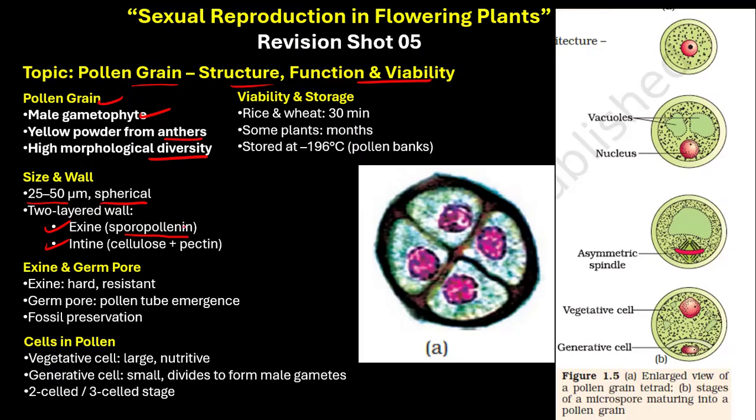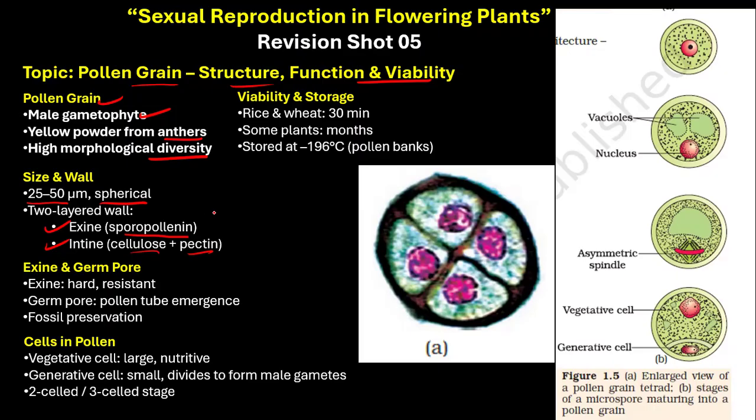But why is the composition not known? Because it cannot be digested. The components of this sporopollenin cannot be extracted properly, because any enzyme, alkali or acid cannot digest this sporopollenin. That's why its composition is not properly known. Then intine is made up of cellulose and pectin. It's an internal layer.